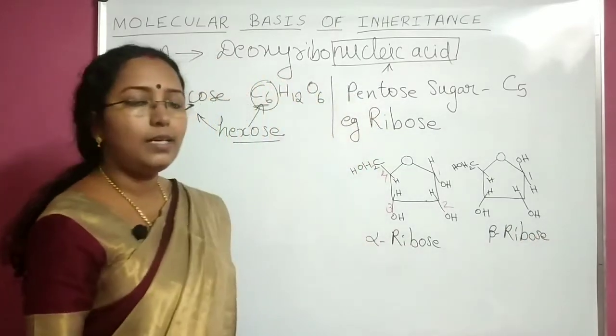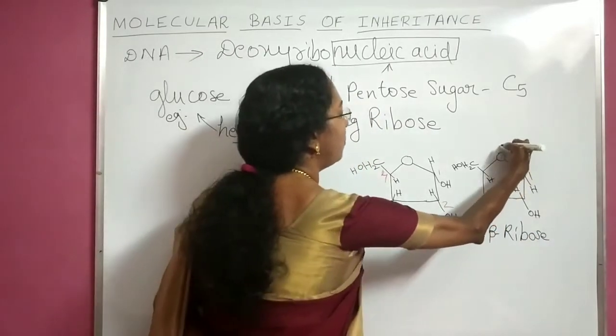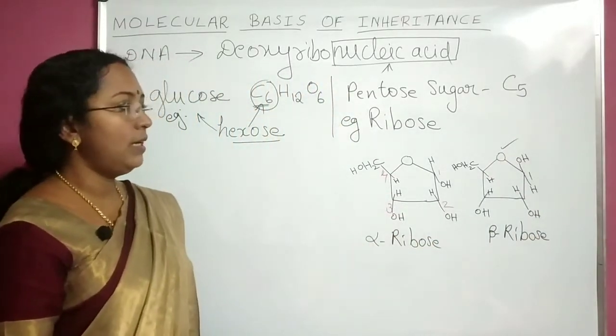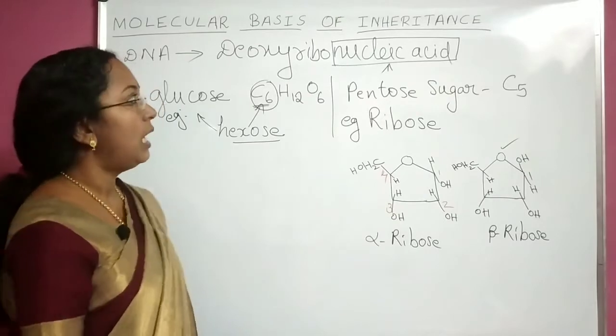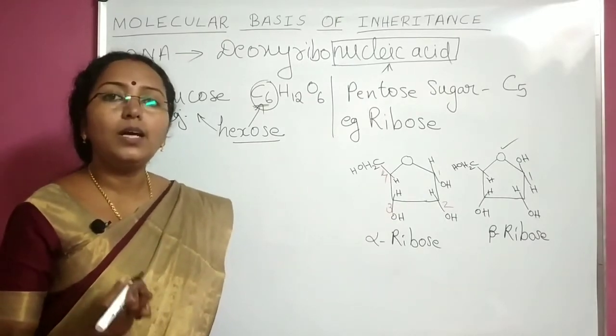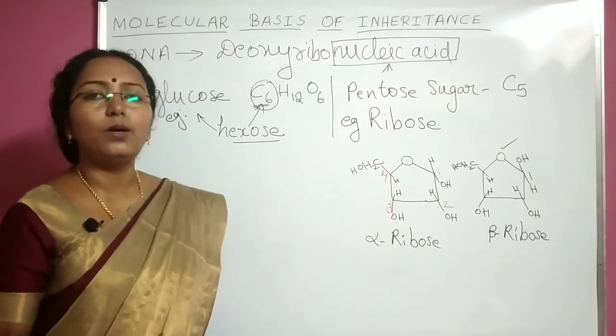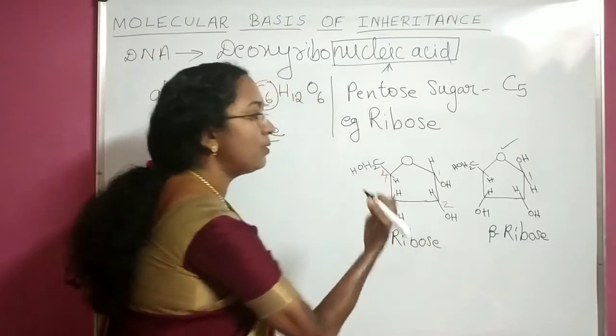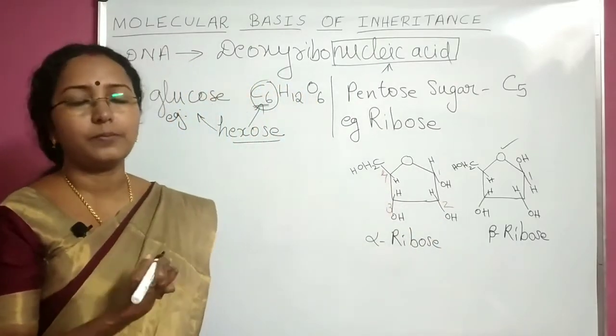In our DNA, we have this beta form. This form exists. But then again another question is here. Our DNA is not actually ribose. What is it? It is deoxyribose. So what is the difference between ribose and deoxyribose? That is the next question.